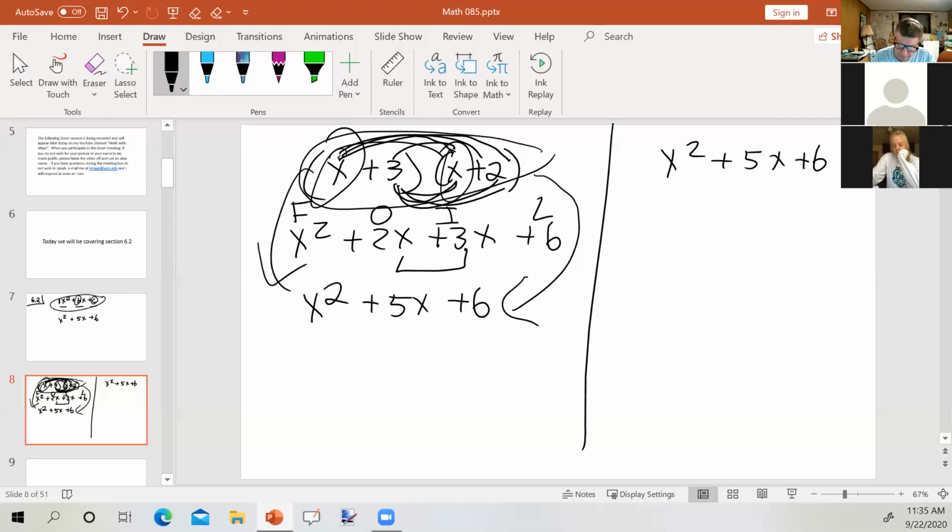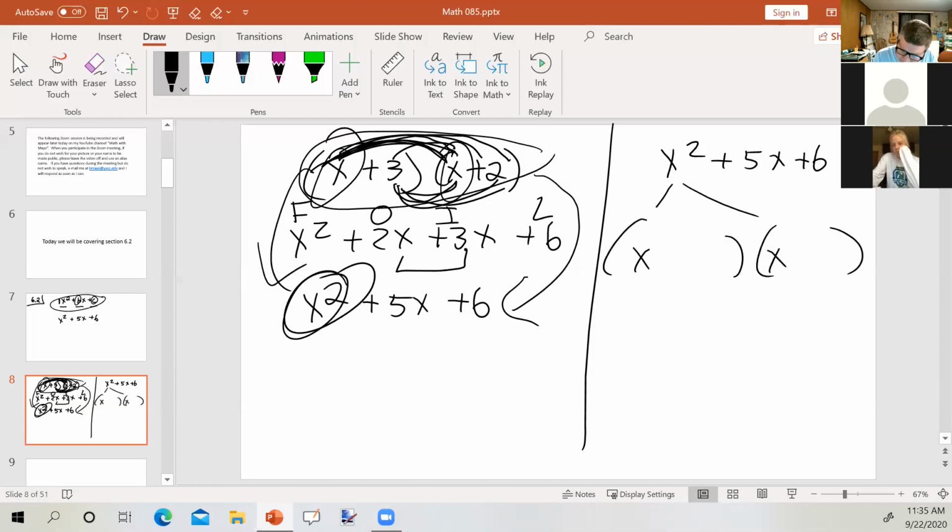Why am I bothering to label it that way? Because of this. Where did this come from? It came from the F, the first, right? This times this gave us that. So going the other direction, this times this gave us that. So that gets split up into an x and an x. All right, that's the easy part. Now, where did this come from? The L, the last. That came from the last times the last. So that means that this number, I'm going to put a question mark there, times this number, those two together had to give us a 6.